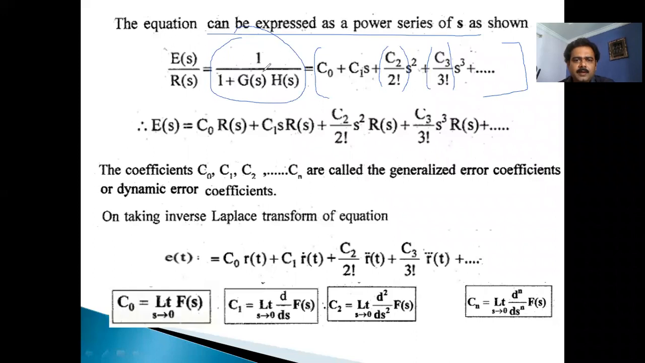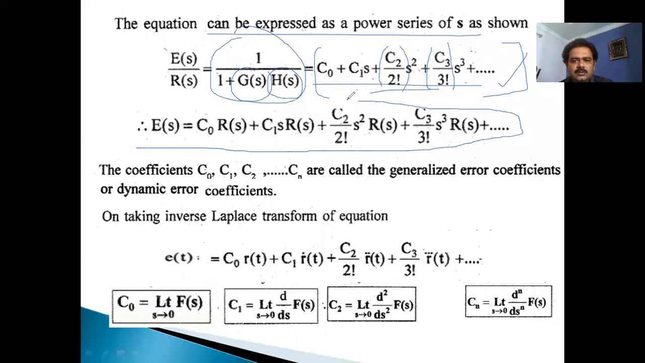If we substitute the forward path transfer function and feedback transfer function inside this and simplify, and then perform the long division method or expand using power series, you will get the equation in this form, C0 plus C1 S plus C2 S square, and so on. Okay, so this is the final error expression. If we multiply with the input R of S, it is multiplied with C naught, and the second term and third term, and so on.